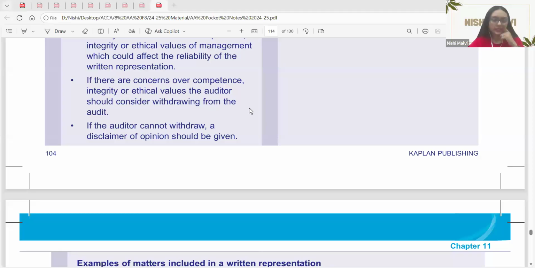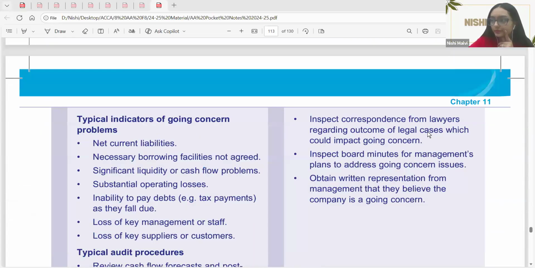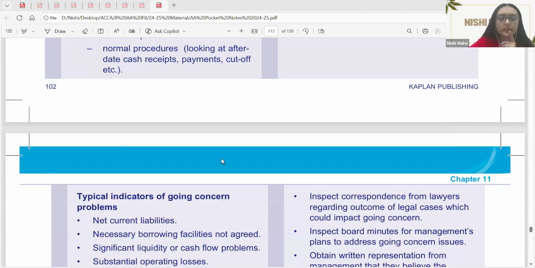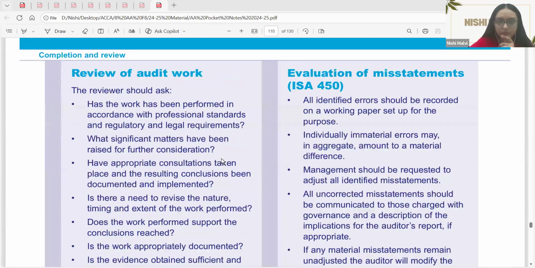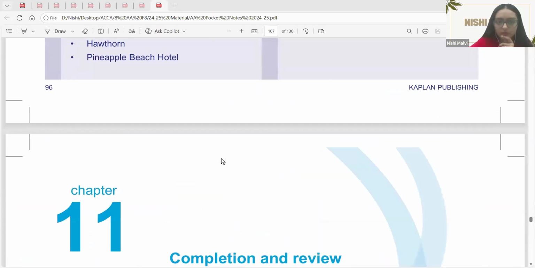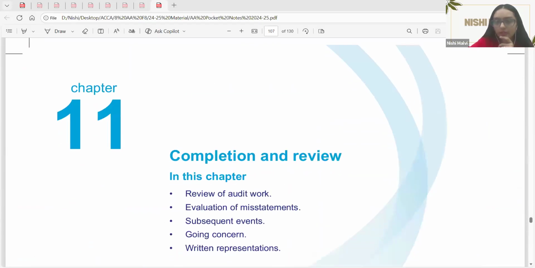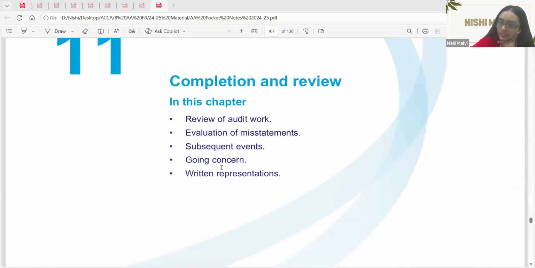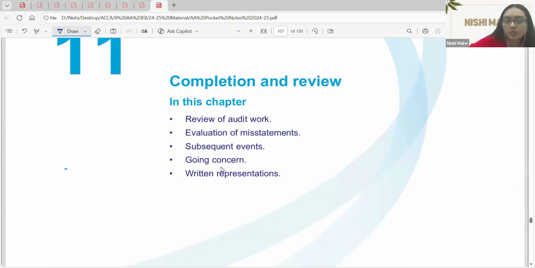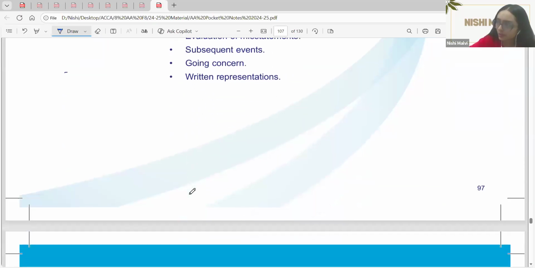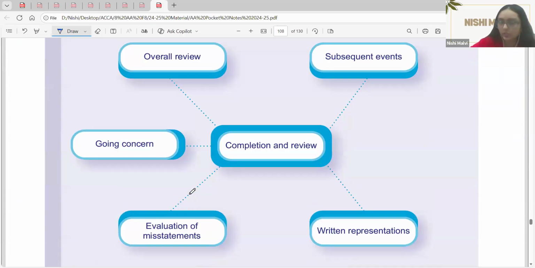Okay, all right. Chalo, let's start. I'm so sorry. So we're gonna start with a new chapter, that is completion and review. In this chapter, what work towards the end the auditor needs to consider, what management needs to consider, how they'll evaluate, and during final evaluation, what all matters need to be considered. We are gonna do everything over here. Okay, what are the written representations, why, and on what areas they need to be done.